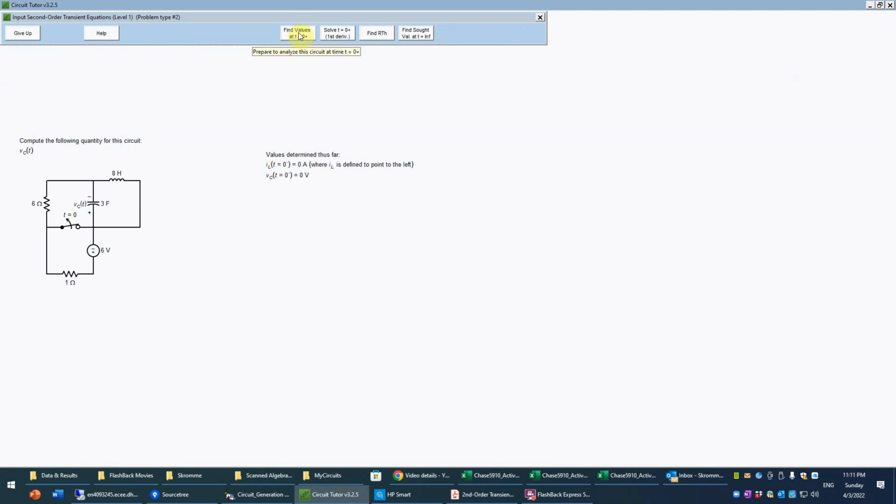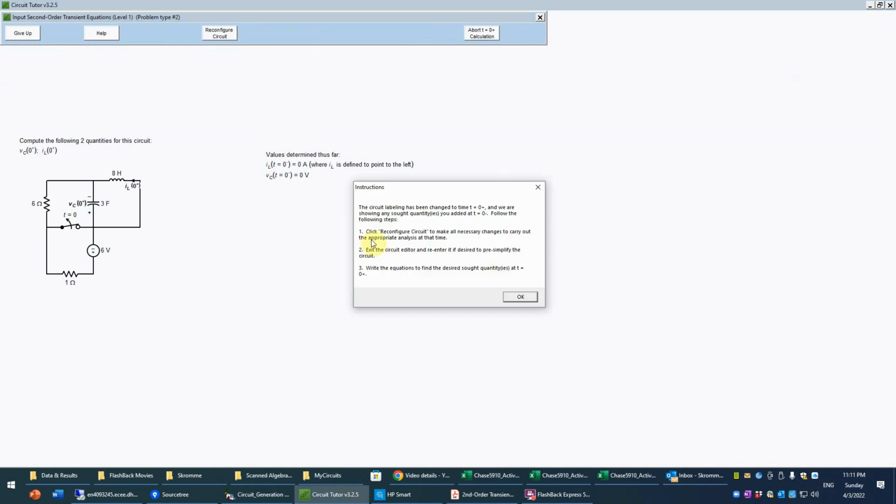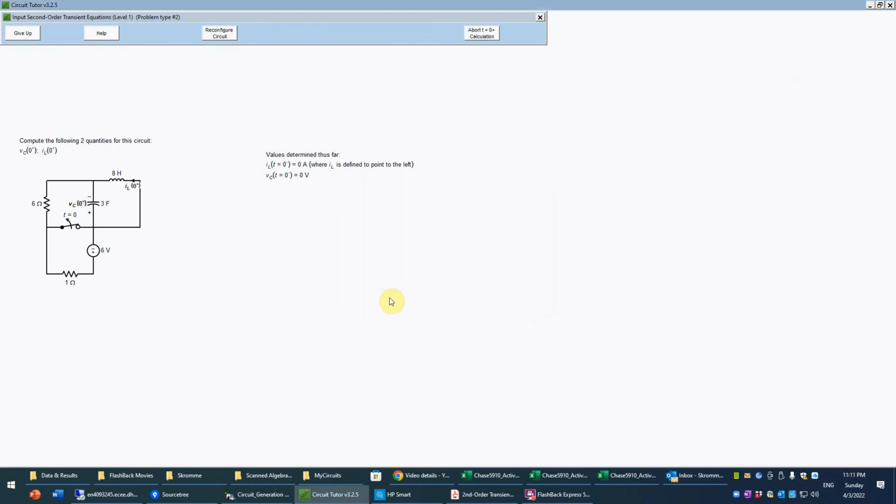And we've completed the analysis at 0 minus successfully. So the next step would be to go to 0 plus. We'll just click on that button, and once again it asks us to reconfigure, and it's already changed the labeling for us to indicate the time 0 plus, which would be important to remember to do if you're doing this on paper, because it's not VC of t or IL of t. It's only valid at this one instant in time.